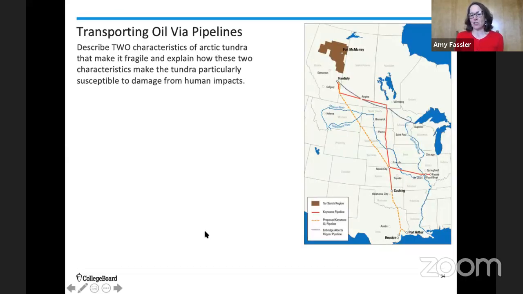I'm going to give you a second to relate this to that beautiful boreal forest and tundra ecosystem that we were looking at, because whether I'm talking about the Keystone Pipeline to transport tar sand oil, or a pipeline that's going to transport oil from the Arctic National Wildlife Refuge, much of this oil exists in these fragile ecosystems of the tundra. So I'm going to give you a second to take a look at this question and see if you can describe two characteristics of Arctic tundra that make it fragile, and explain how those make it susceptible to damage.